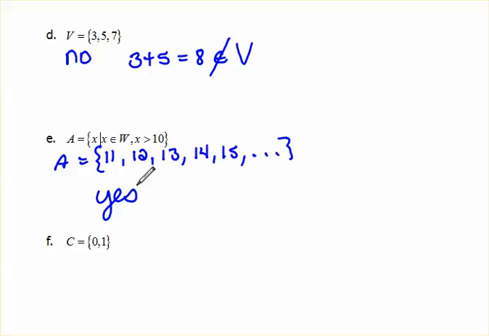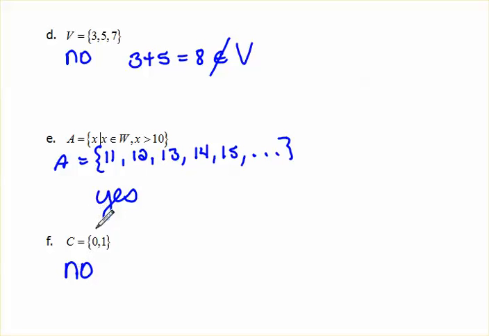And then finally we have the set C that is composed of only the elements 0 and 1. So what do you think about this set? Is it closed or not? This set would not be closed.